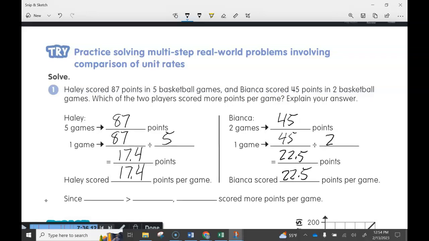So based upon this, figuring out how much per game, you can see since 22.5 is greater than 17.4, that Bianca, once you write this in, scored more points per game. So this is how you take a look at comparing 2 unit rates.